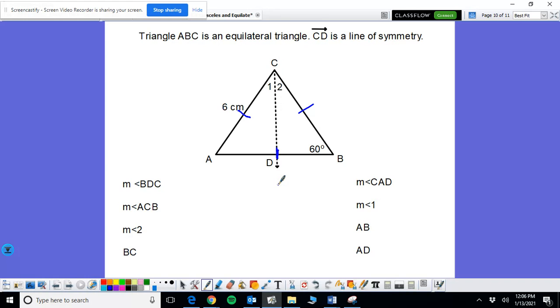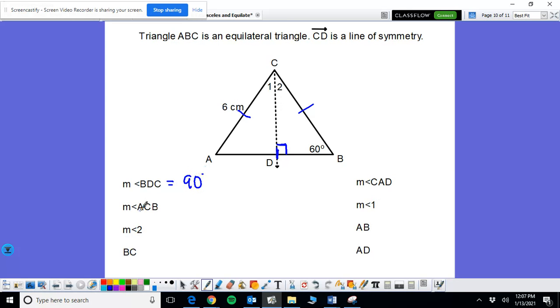Let's start with what they're asking here. The measure of angle BDC. Let's find BDC. Okay, so if this is cutting the thing right in half, this would have to be a right angle. That's back on that one theorem we discussed.